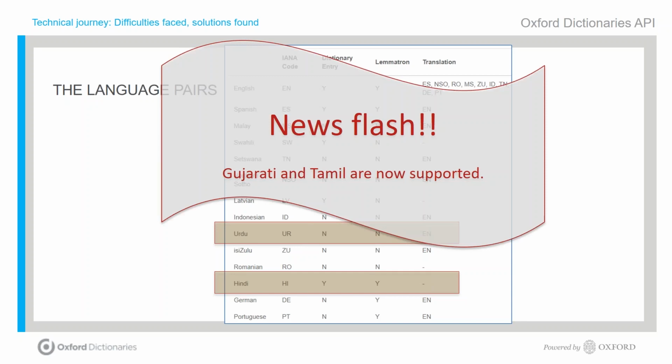Just in case you missed this announcement, besides Urdu and Hindi, we have two more languages now to play with. There is Gujarati and Tamil as well. These are dictionaries, not translations, just a Gujarati dictionary and a Tamil dictionary, just like the Hindi dictionary.